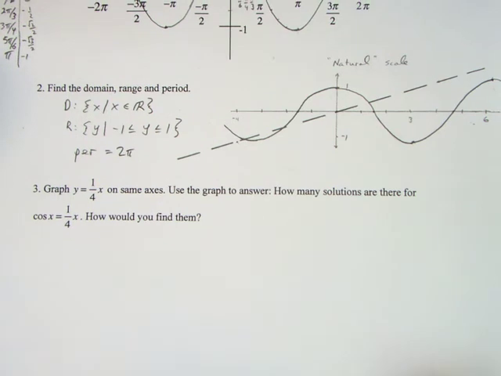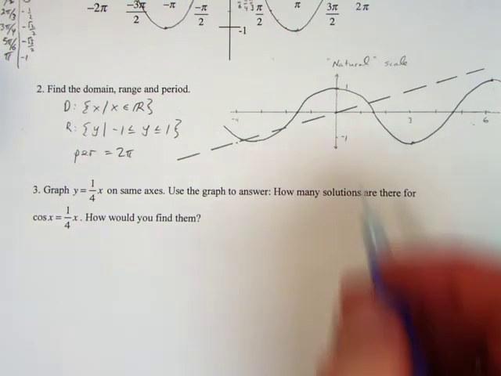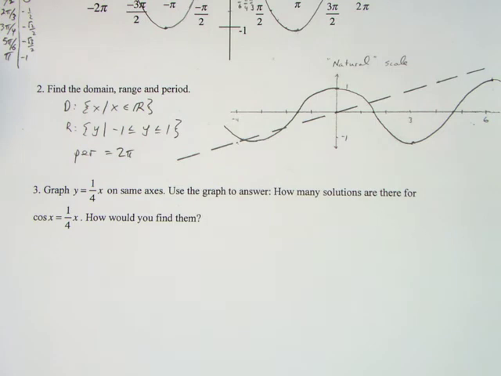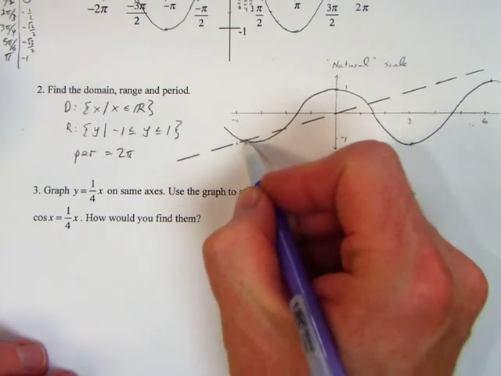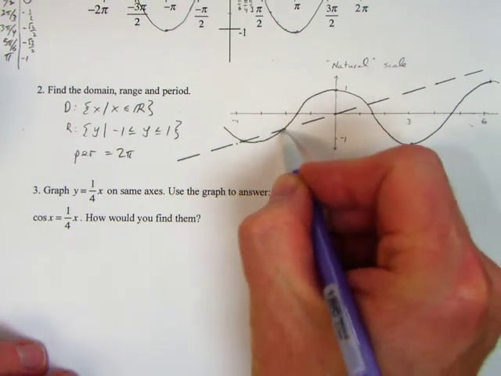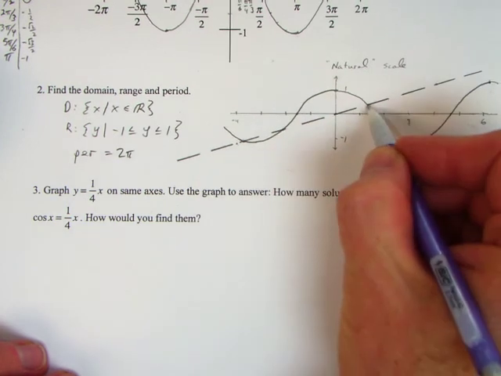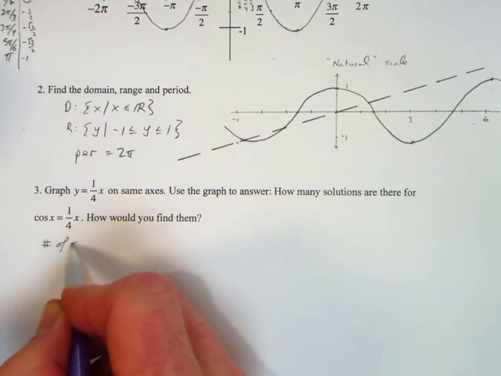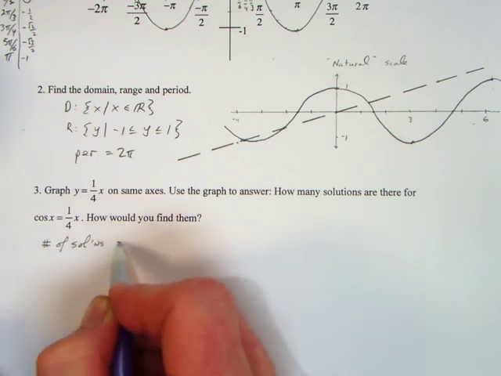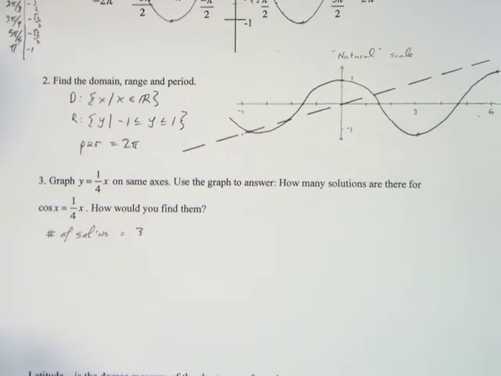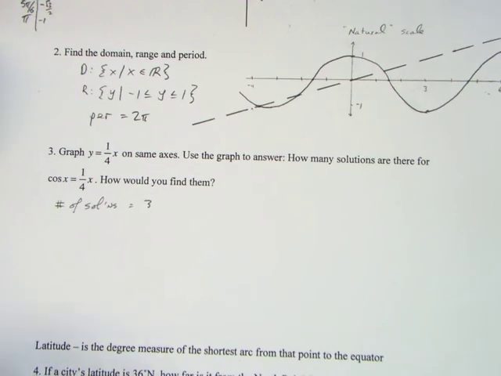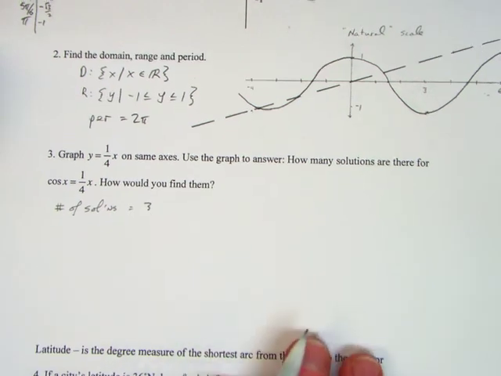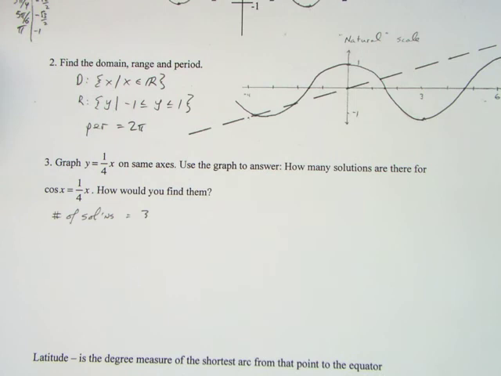Well, in terms of how many, we could look at our graph here. How many times do these two graphs intersect? They intersect once here, there, and there. So how many solutions? Number of solutions? We have our 3. How would you find them? What way do we have that can allow us to do this?